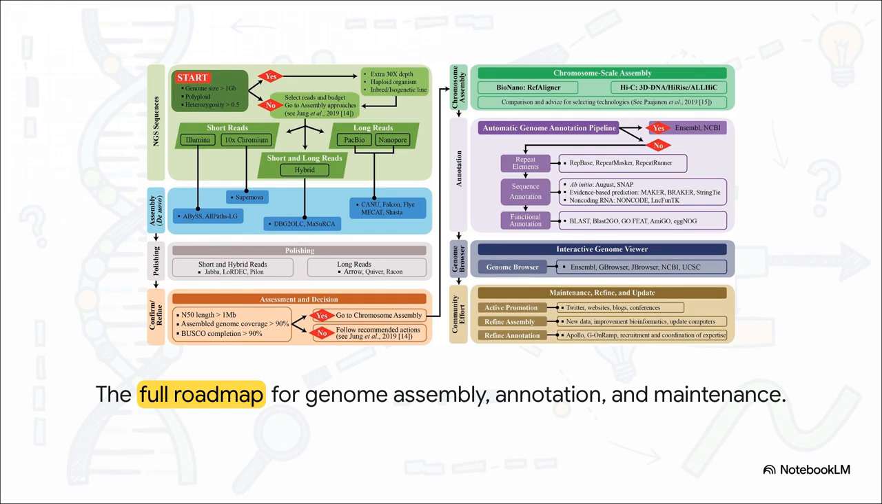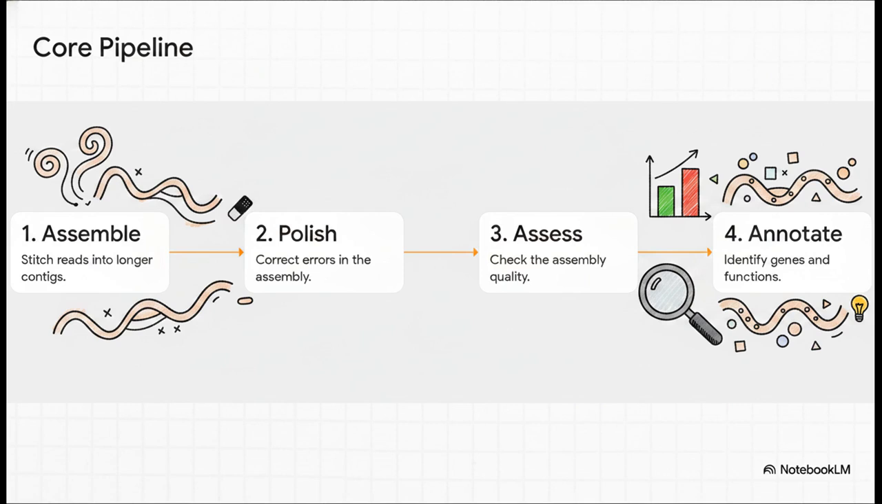But don't worry, we can actually boil this whole complicated workflow down into 4 essential core steps. At its heart, the process is this. First, you assemble. You're digitally stitching together millions of reads into longer pieces we call contigs. Then you polish. You use the raw data to go back and fix any mistakes in that first draft. Next, you assess the quality to see how good of a job you did. And finally, the really fascinating part, you annotate. That's where you figure out where the genes are and what they actually do.